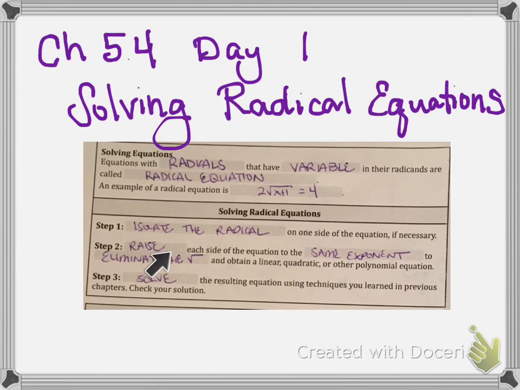Step 2, you're going to raise each side of the equation to the same exponent to eliminate the radical, and you will obtain a linear, quadratic, or other polynomial equation. Step 3, you're going to solve the resulting equation using techniques you learned in previous chapters, and it's really important that you check your solution. Okay, I guess that could be step 4.